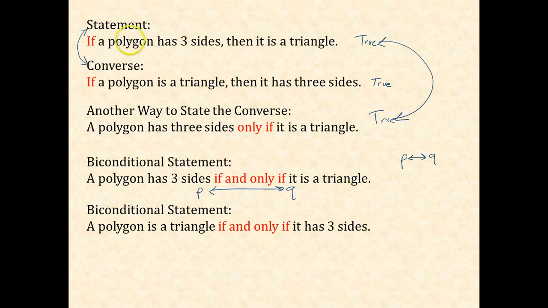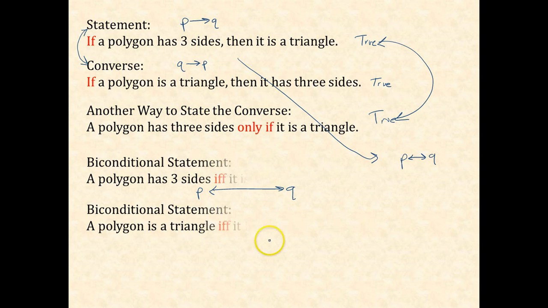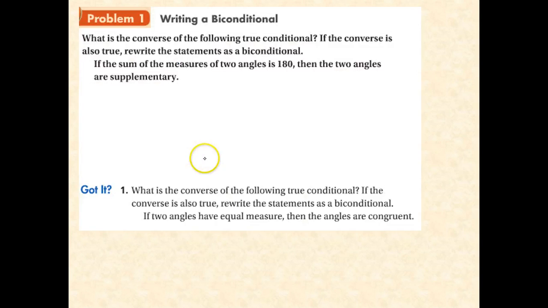Right? The original statement is P implies Q. The converse is Q implies P. And if they're both true, then you can put them together like this: P if and only if Q. That means it goes both ways. It means P implies Q and Q implies P. And sometimes you'll see it as this little contraction: IFF means if and only if. So there's a little intro to biconditional statements.